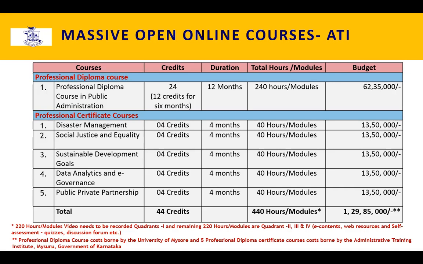Then again, we have made some courses in the certificate course category. These are applicable only in the particular center: disaster management, social justice and equality, sustainable development, data analytics and e-governance, public-private partnership, something like this. These are certificate courses given as 4 credits as well as 4-month courses.